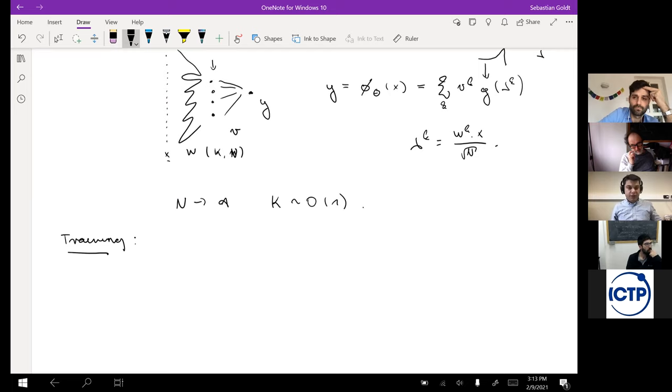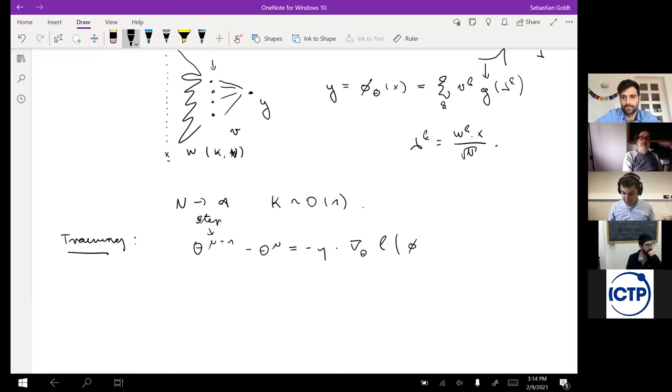We're going to do really just plain gradient descent on, in this case, the quadratic loss, as you would expect. Really broadly, I'm going to be looking at all my parameters for the network at step mu plus one, where mu is just the step of the algorithm. And this is going to be equal to a learning rate, which I'm going to call eta, times the gradient of some loss function. This loss function takes in the output of my neural network, my prediction, and the true label of an input.